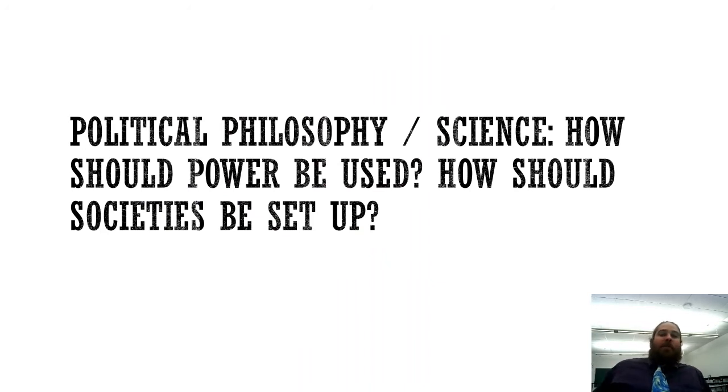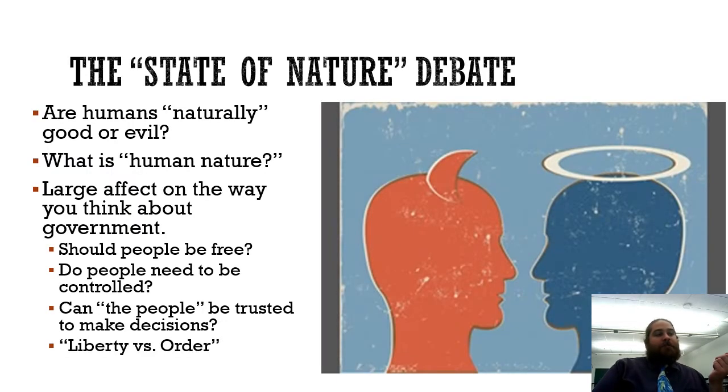So when we talk about political science, what we're really talking about is just a very simple question. How should power be used, and how should these societies be set up? And this idea is kind of as old as society. From the tribal eras back in the day to now, these are still the questions. And so this question about how should we be ruled or how should we use power, it really starts with the question of human nature.